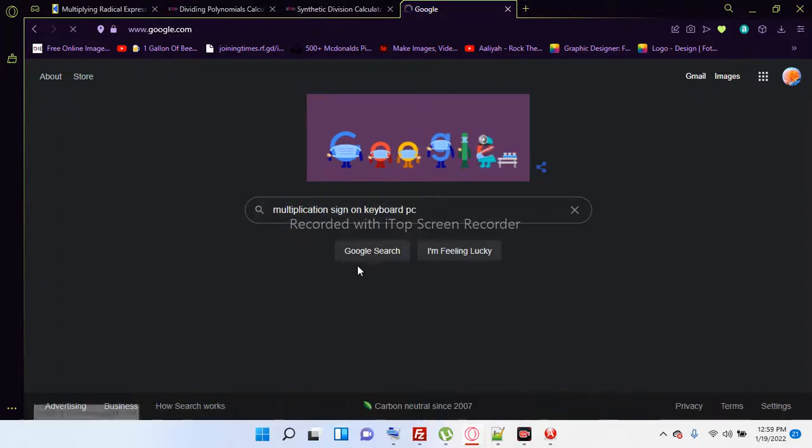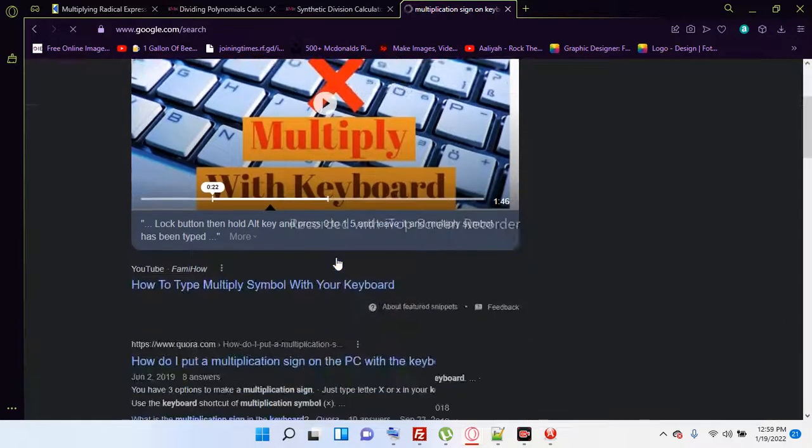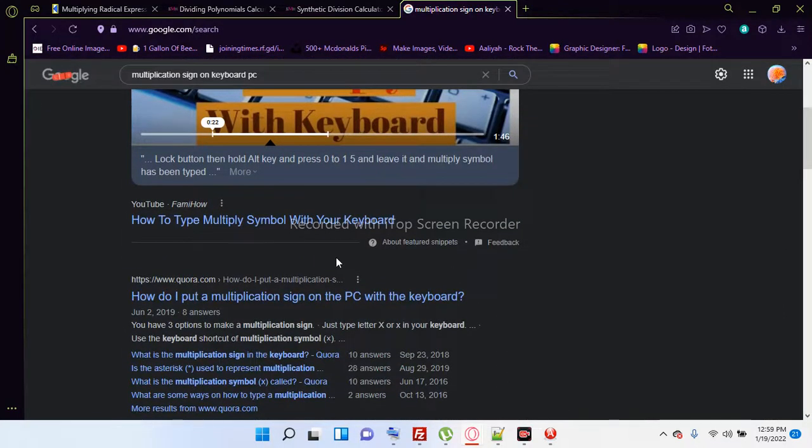Multiplication on keyboard PC. Lock button, then hold the alternate key and press 0215 and leave it, and the multiply symbol is typed. Hold the alternate key and press 0215.